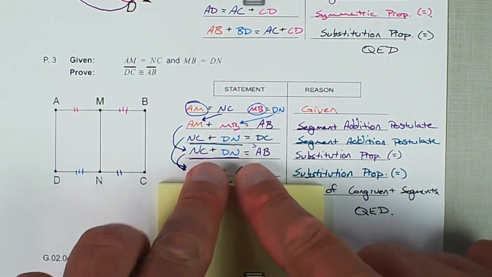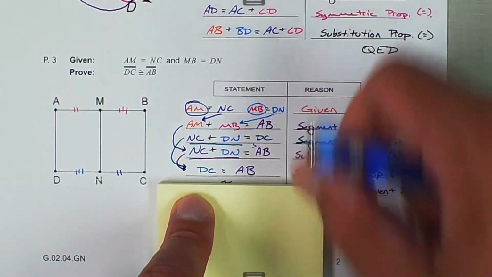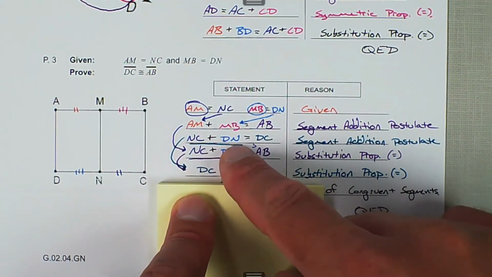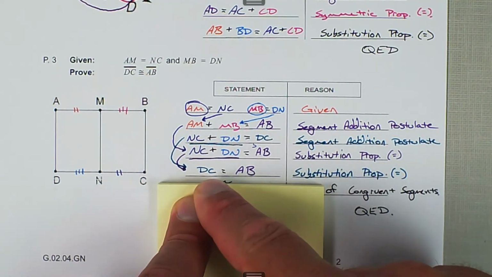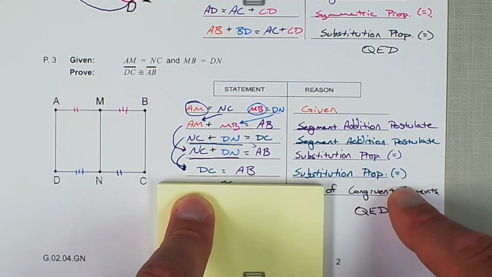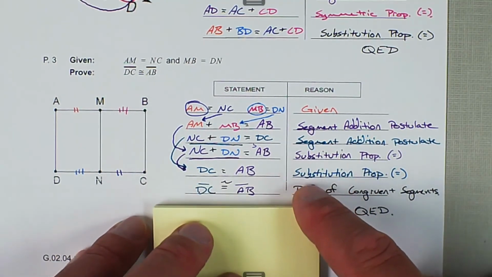So now we have this equation at the bottom where AB is equal to NC plus DN, but also DC is equal to NC plus DN. So we can take that NC plus DN out and replace it with DC. And that's the substitution property of equality. You can also put the transitive property there.